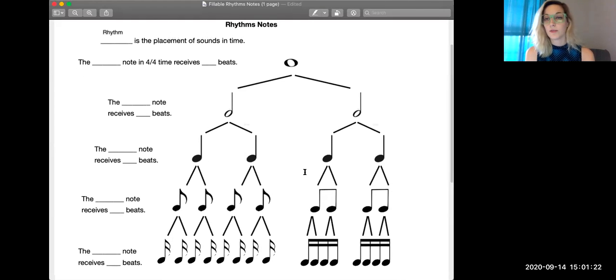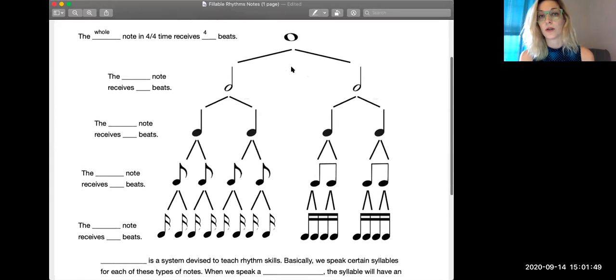So just starting from the beginning, from the mother of all rhythms, basically. This guy, hopefully you guys remember, is your whole note. That's spelled WHOLE. And again, we'll go over time signatures a little bit later in the next couple of weeks. But for right now, just know that in 4/4 time, which is usually what we get, a whole note receives four beats. So this guy is a whole note, and for right now, he's going to receive four beats.